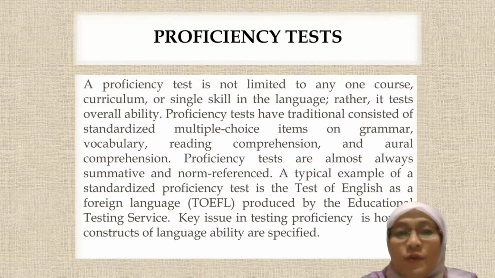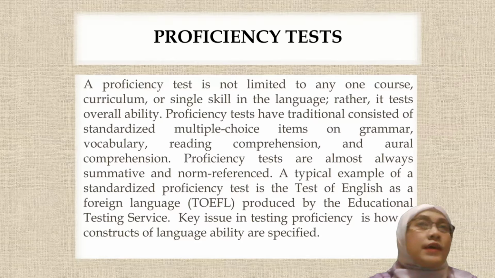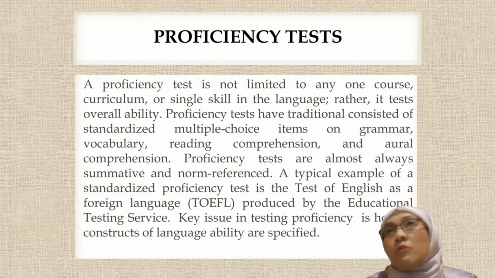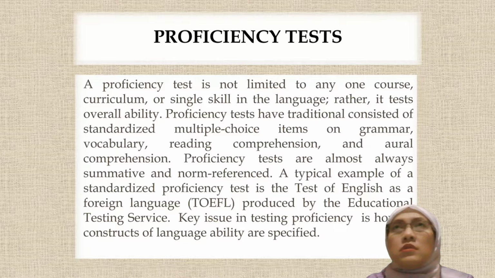Proficiency tests are almost always summative and norm-referenced. Yes, summative. So it is not only about one topic, but about several topics. For example, the grammar can range from present tense until past perfect continuous, and maybe the reading will be not only about descriptive text, but maybe also about exploratory text.